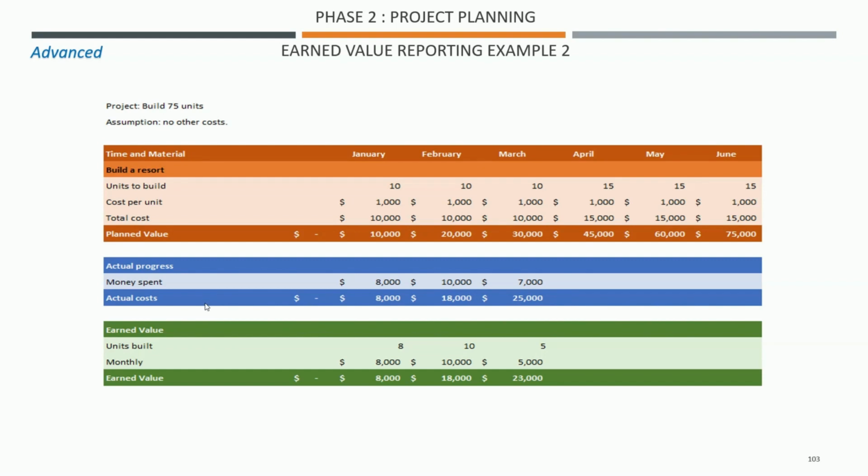So here what we do is we calculate our earned value. We go and check how many units have actually been built. At the end of January we see that 8 units have been built already. Alarm bells, because we're supposed to have 10. End of February another 10. End of March only 5.